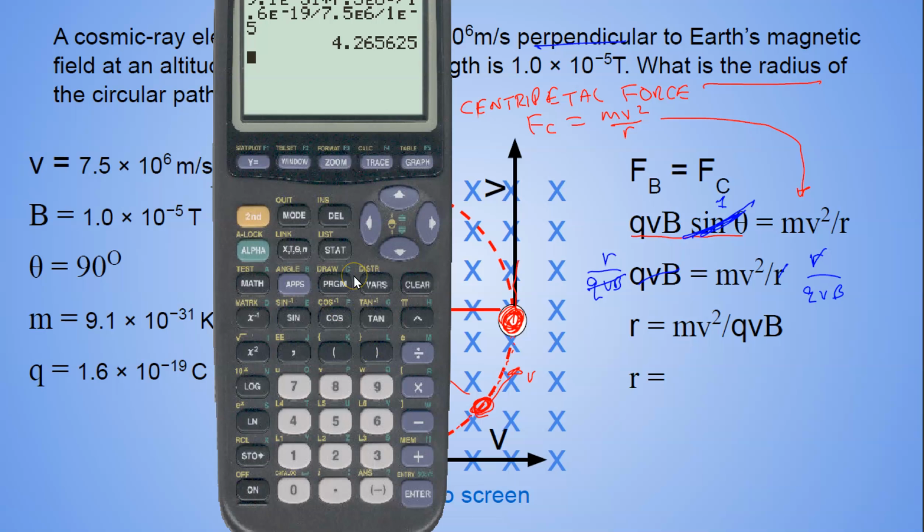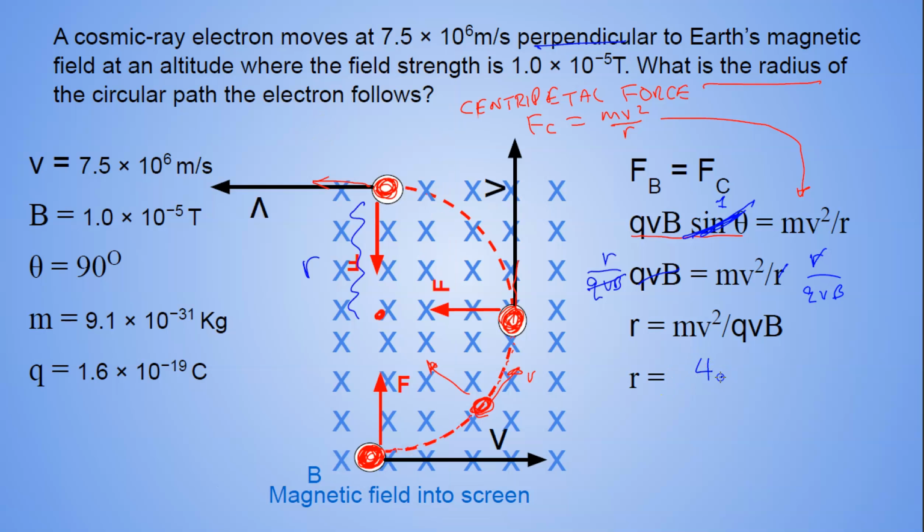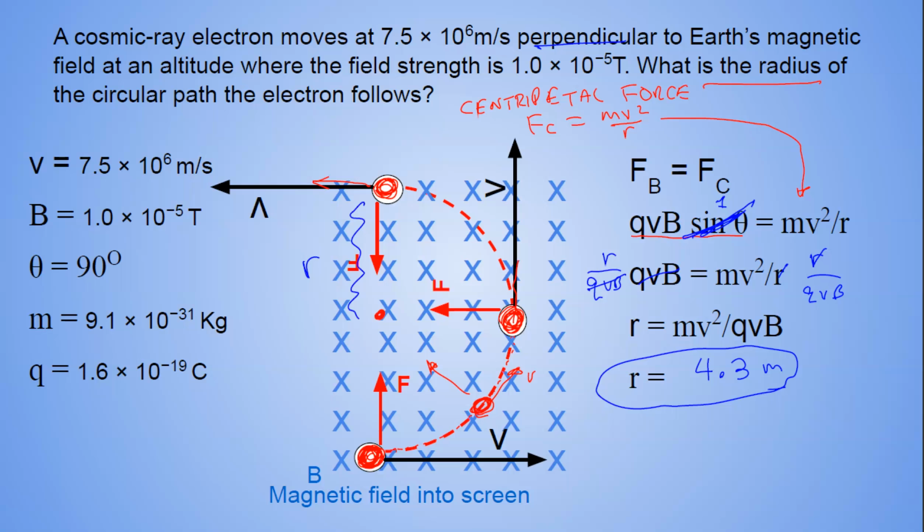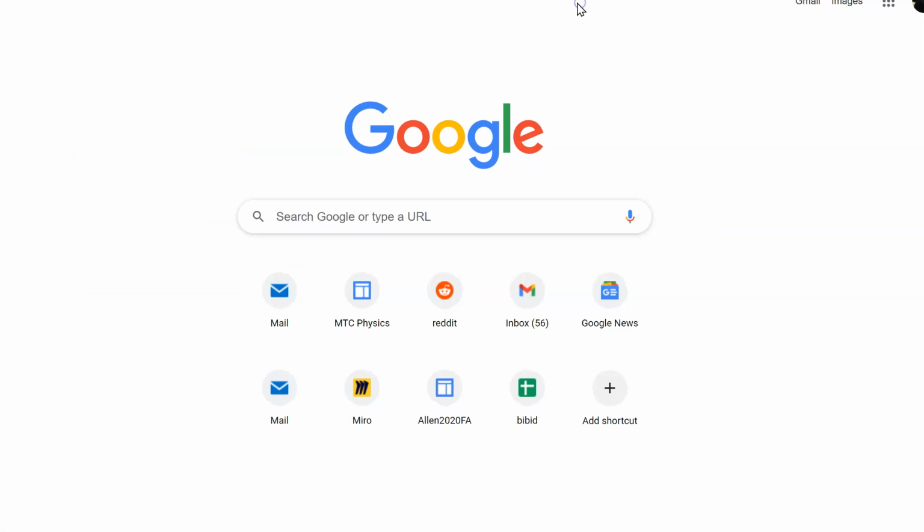All right, and if I did everything right, that would be 4.26, 4.3 meters would be the radius of that circle that the thing moves in. Now, remember, it's pretty fast, right? But that's kind of an interesting problem. I don't know how much you know about particle accelerators, but when you look at them, they're usually, not always, but usually circular.